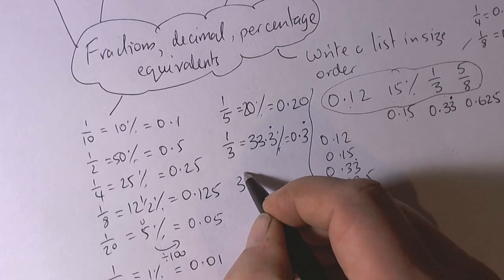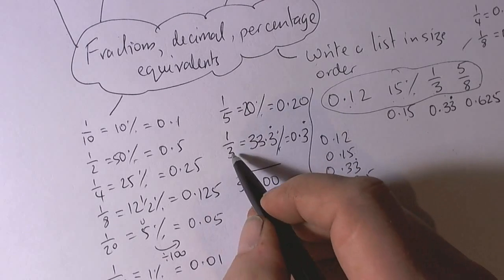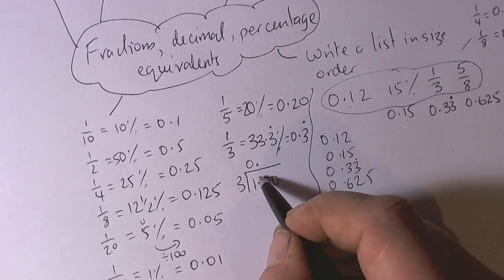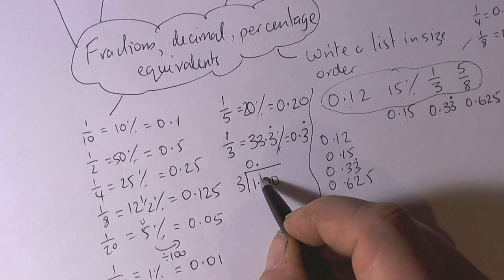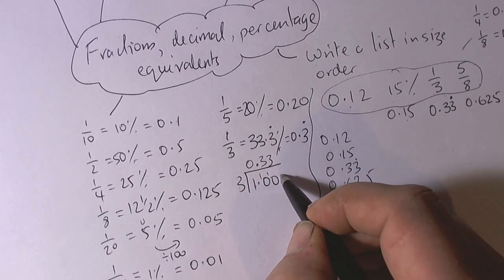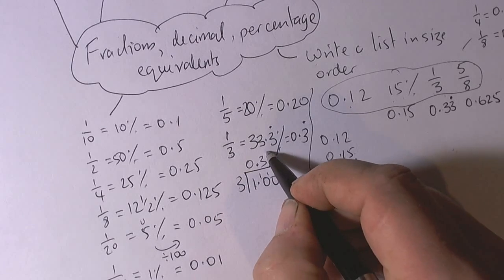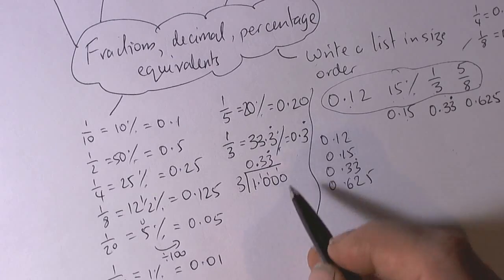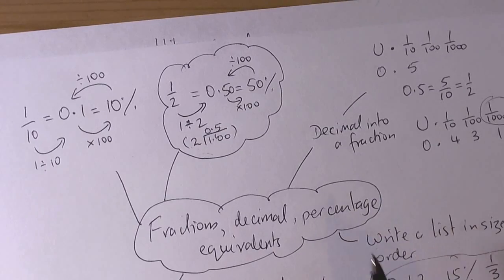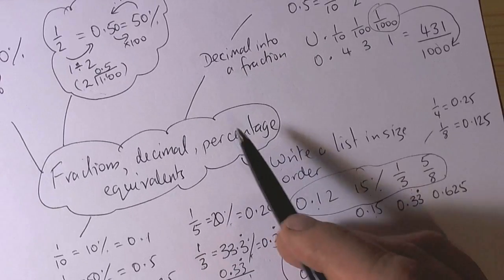You can simply say 3's into 1, because it says 1 divided by 3, so 3's into 1, 0 point, carry the 1, push it through, so 3's into 10 is 3 remainder 1, 3's into 10 is 3 remainder 1, and we can see then that this is going to go on forever, just being 3, 3, 3, 3, 3. Okay, so fraction, decimal, percentage equivalents, important things to remember for your exam.